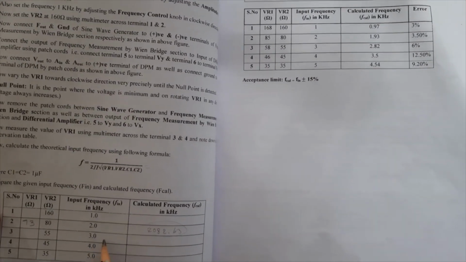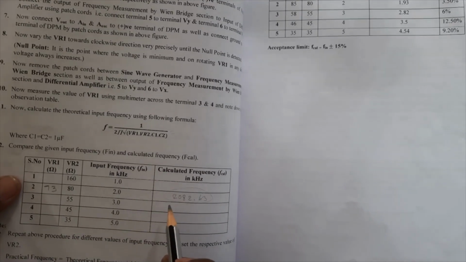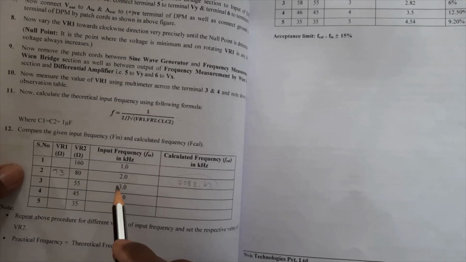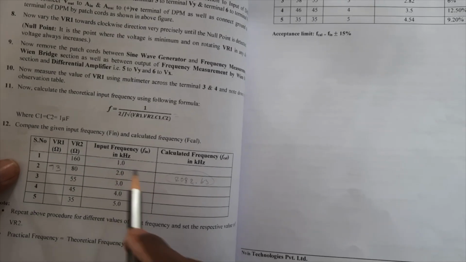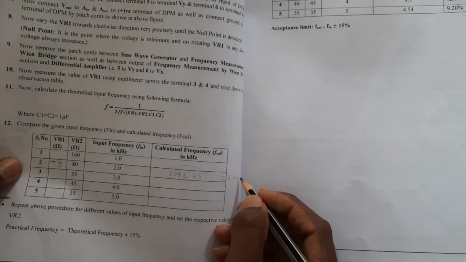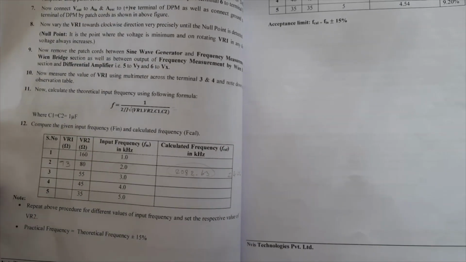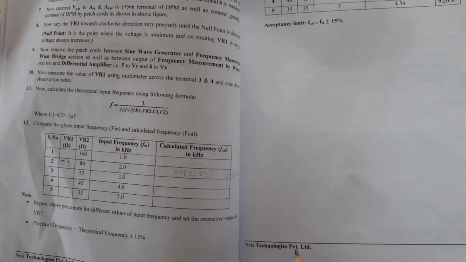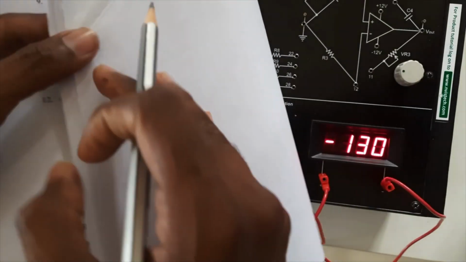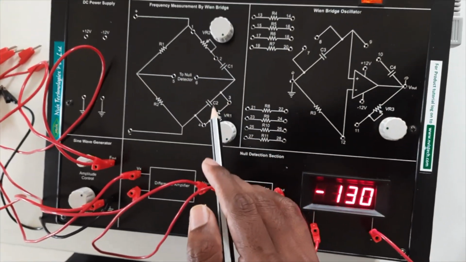Okay, so once you got this calculated frequency from the circuit, compare this frequency with the input frequency for calculating the error. Okay, so your error is nothing but the measured value minus true value by true value. Okay, with the help of that you can calculate the error. That will be around some 4.6%. Okay, so for this setup you will get generally the error within the range of plus or minus 15%. Okay, so this is the procedure for calculating the frequency using Wien bridge.